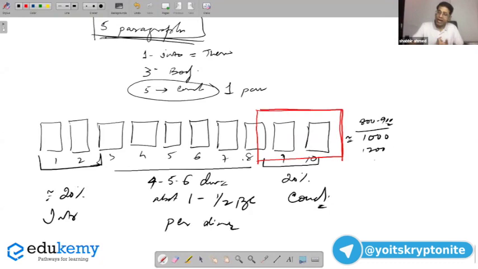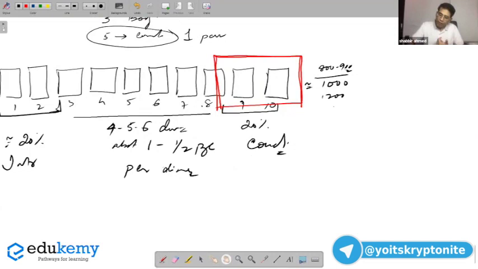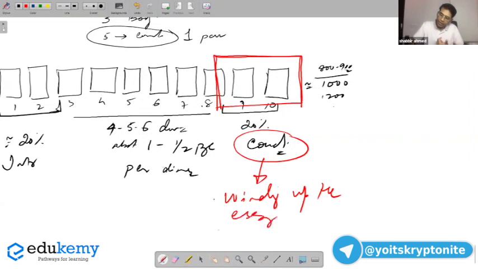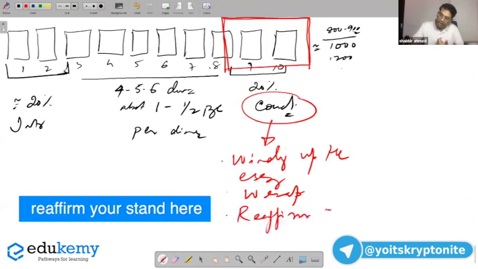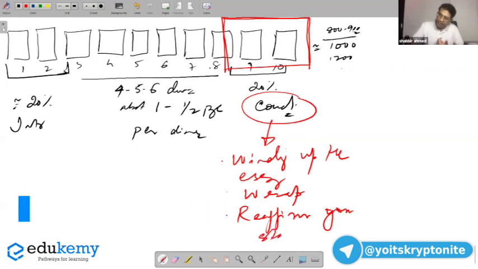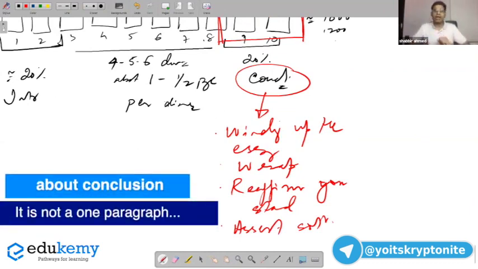The conclusion is an idea. देखो conclusion, okay, इसमें होता क्या है? You are winding up the essay. Okay, you are going to wrap up the essay. You are going to reaffirm your stand. Okay, you are going to assert some solutions. So the essay जो conclusion है, conclusion कभी एक paragraph नहीं होता है.